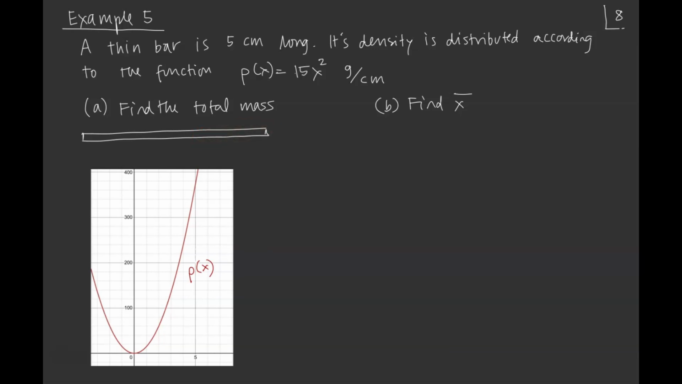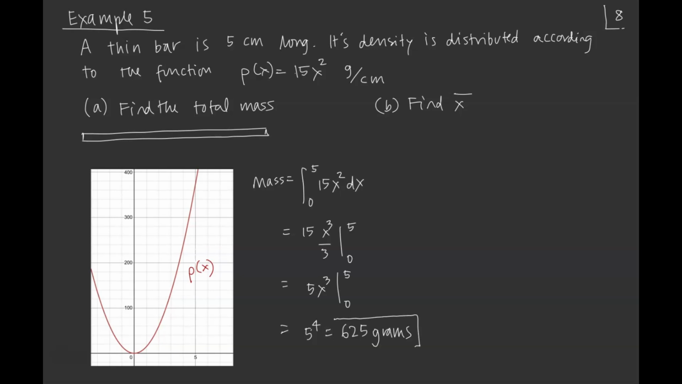But we know that the mass will equal the integral from 0 to 5 of that rho function, 15x squared. And so the mass of this 5 centimeter long bar, we could do it on Desmos, or we can just do it by hand. This is 5x cubed evaluated from 0 to 5. So yeah, that's a pretty big mass. So 5 to the 4th, which is, let's see, 625. So 625 grams.